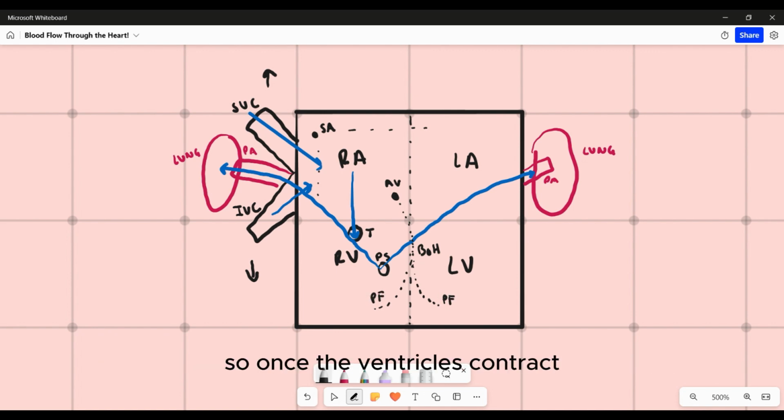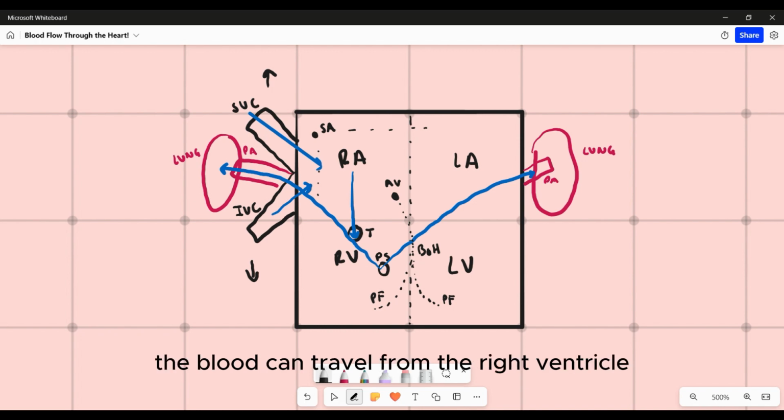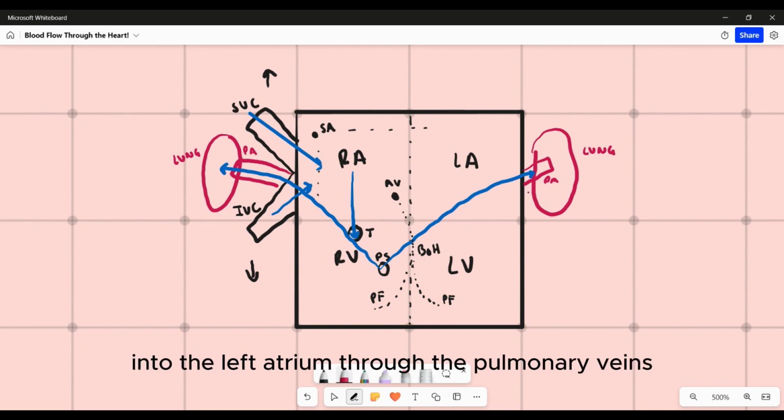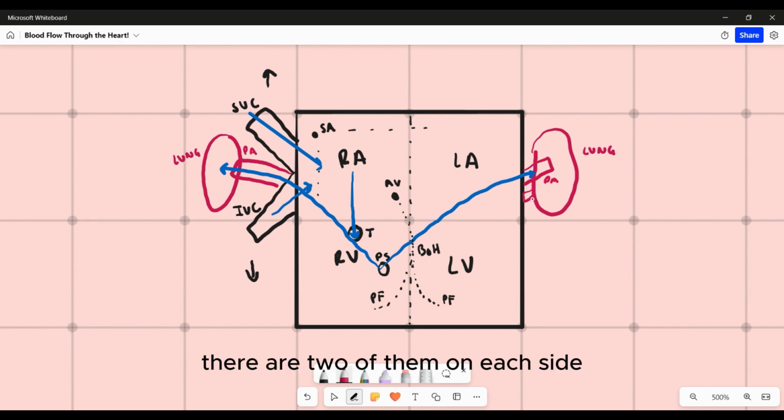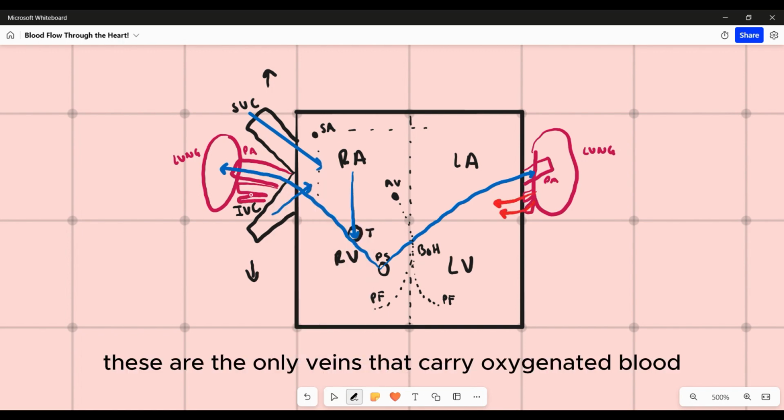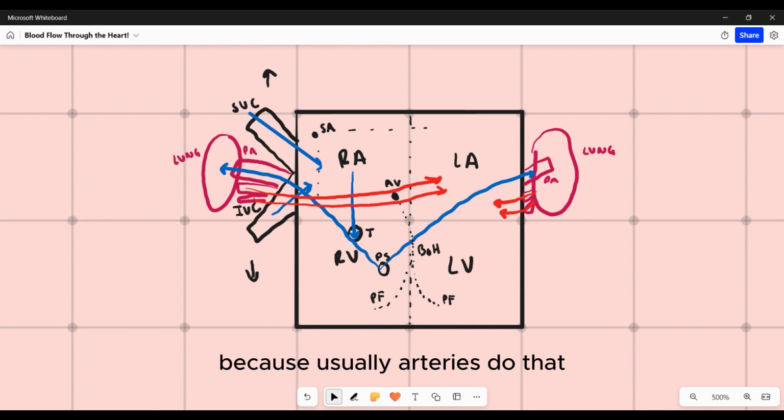So once the ventricles contract, the blood can travel from the right ventricle through the pulmonary semilunar valve to the pulmonary arteries to the lungs on both sides. Once the lungs oxygenate the blood, it then travels back into the heart into the left atrium through the pulmonary veins. There are 2 of them on each side. Once again, these are the only veins that carry oxygenated blood because usually arteries do that.